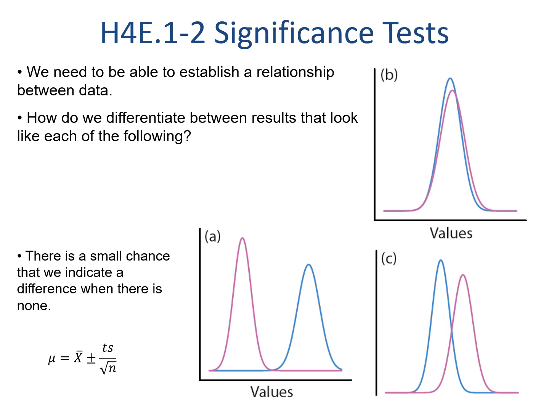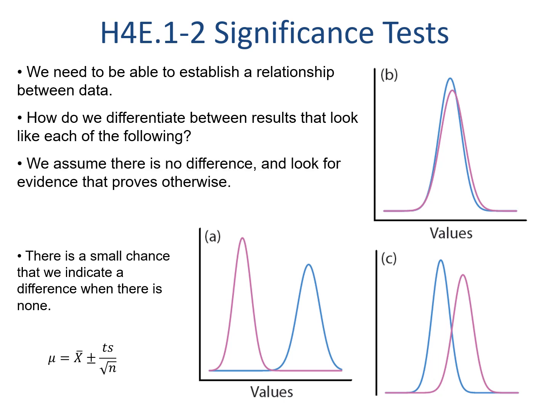We need to define how close our measurement needs to be to the actual distribution for us to consider an accurate measurement. So in a situation like C, we can say if it's the same or not. We start out by saying that they are measuring the same thing. We assume that they're going to look like B. We call this the null hypothesis. Again, the null hypothesis is that the data we are measuring is the same as the reference data.